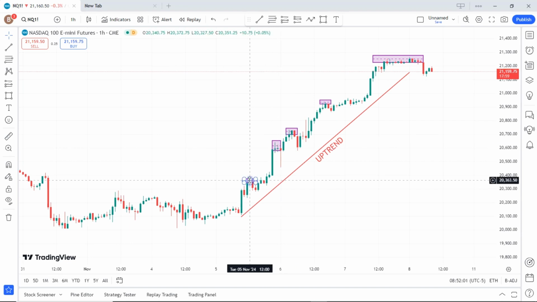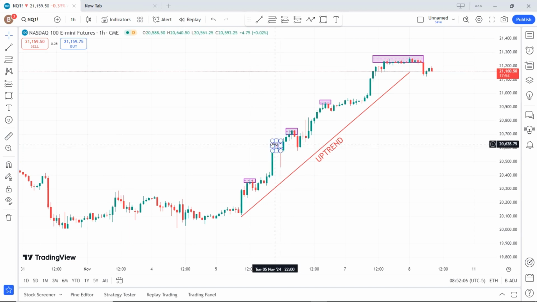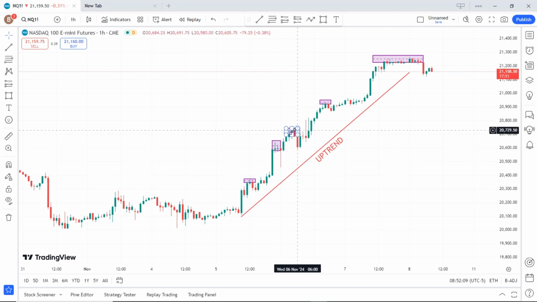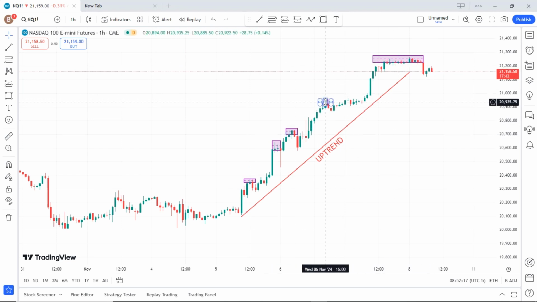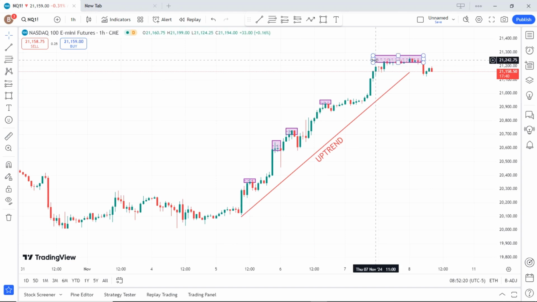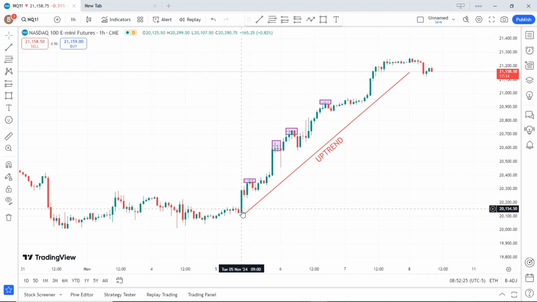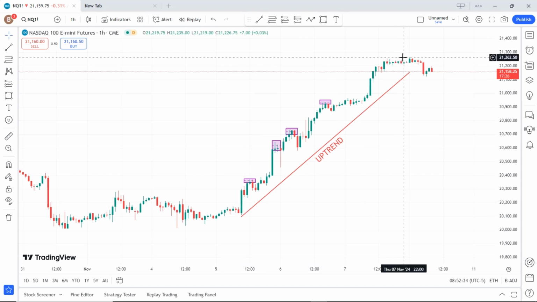For this particular one, the previous one to it, price forms a higher high. The price level at this point is higher than the price level here. Same thing, the price level at this point is higher than the price level here. And the price level at this point is higher than the price level here. So this is a classical example of an uptrend. From the start, where price was 20,132 and up, to, let's say, the terminus, 21,262 and up. So price increased. That's an uptrend.